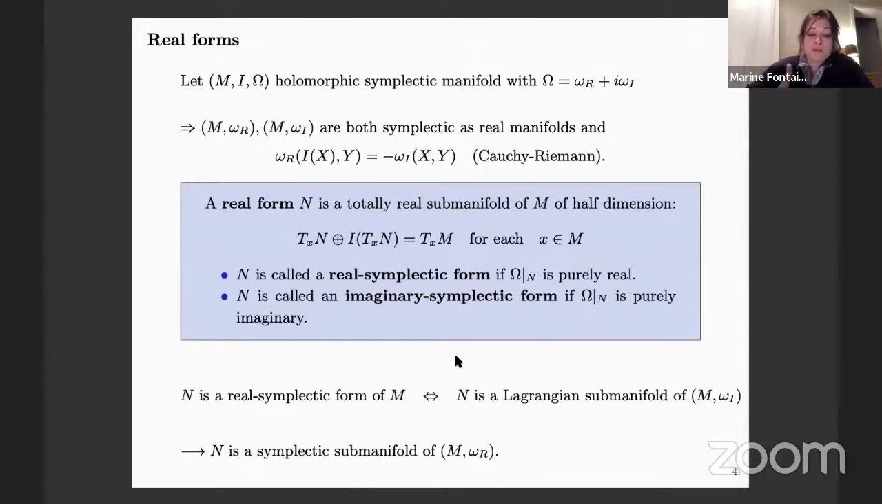So if you take one such real symplectic form N of M, then it is a Lagrangian submanifold of M with respect to the imaginary symplectic form. Because if it's purely real, it means that omega I will be 0 on N, and N is of half dimension, so it's Lagrangian. And if you have this, you can check that the real part restricted to N is non-degenerate as a consequence of the Cauchy-Riemann equation.